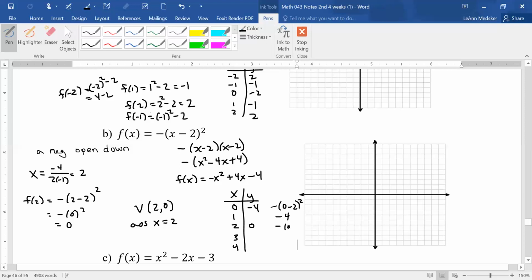Negative 0, or excuse me, 1 minus 2 squared would be negative 1 squared. You square negative 1, you get 1, but you have the negative out front. And then 3 minus 2 squared is going to be a negative 1 again. And 4 minus 2 squared is 2 squared, which is 4, but there's a negative out front. So 0, negative 4 is one of our points. 1, negative 1. 2, 0. 3, negative 1. And 4, negative 4. So notice this is a parabola that is opening downward.